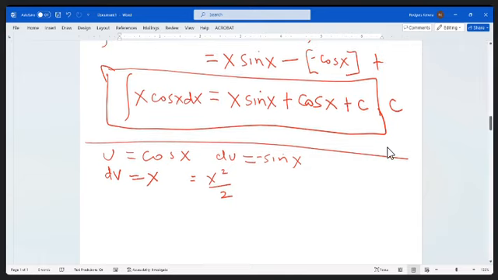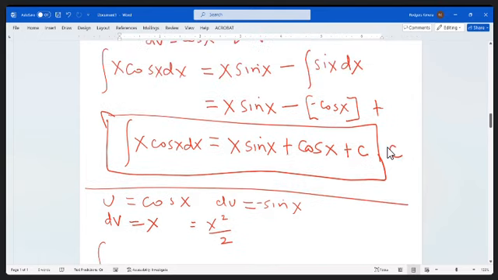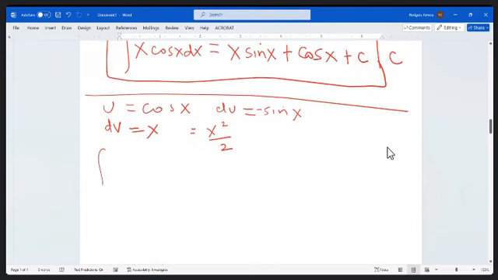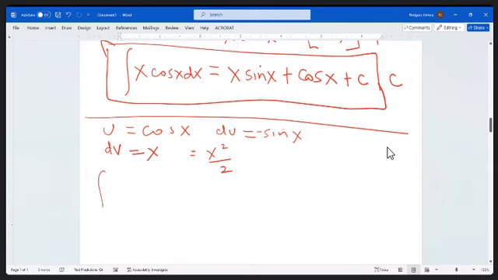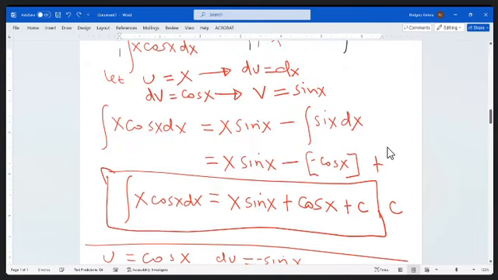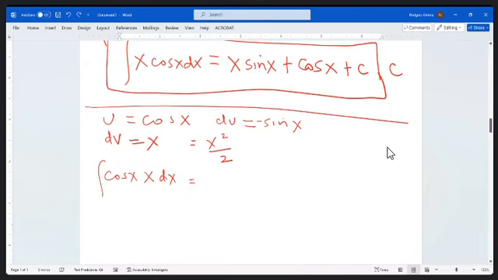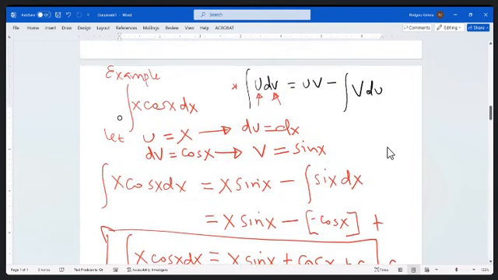Okay, so here I'll get the integral of u dv, where u is cos of x, and that will be uv, which is x squared over 2 times cos x, minus the integral of v du.